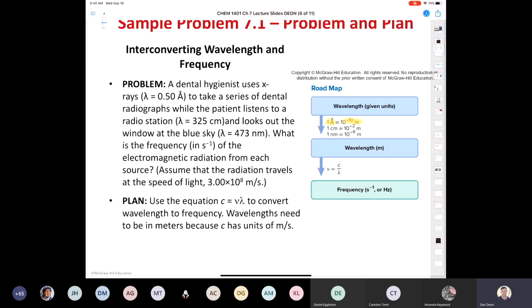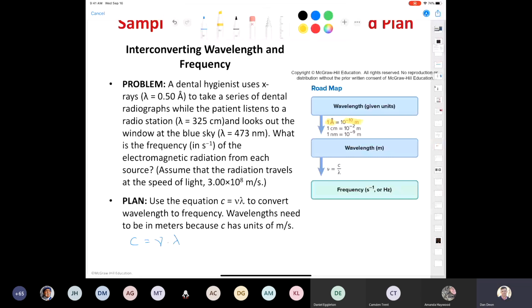Assume that the radiation travels at the speed of light. All right, well, they're kind of asking the same thing every time here. You guys know this formula. I already told you that c is equal to frequency times wavelength. And they're asking us, where's my pen? There it is. What's the question asking us? They're asking us, come on, Mr. Dion, what is the frequency in cycles per second?